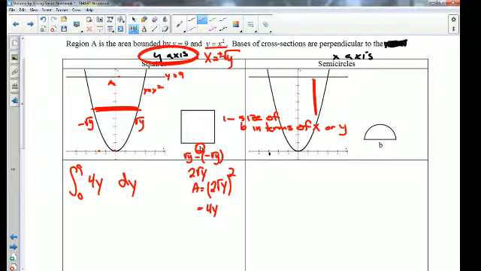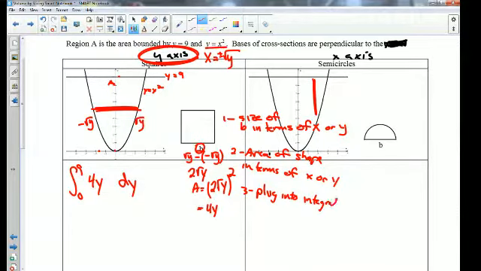Then the second thing is you calculate the area of the shape in terms of x or y. So what did we do here? What's the area? Well, square area is base times base, base squared. And then the third thing we do is plug into the integral. Does that help your thinking?